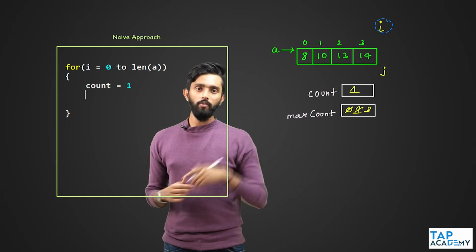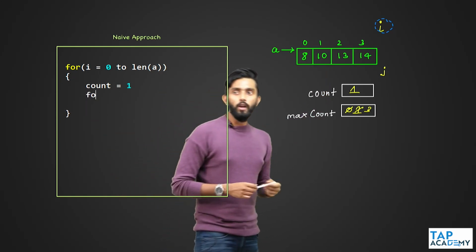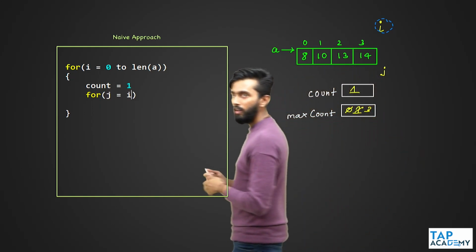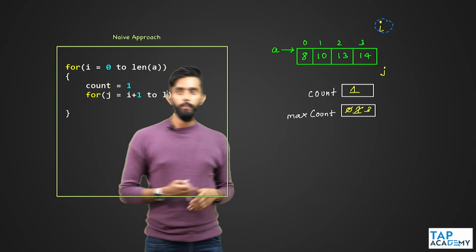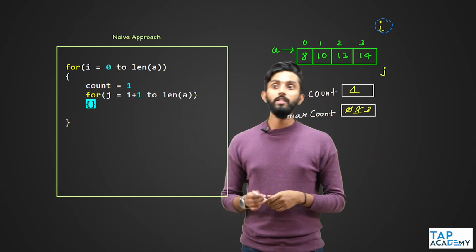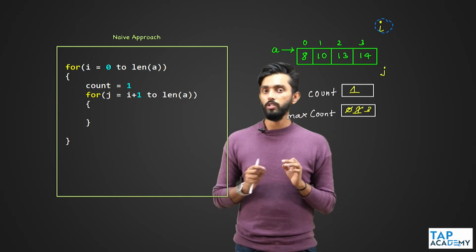Then we need j, so I will write for. Now j starts from wherever i is plus 1, j equal to i plus 1. It should go to the end, so to length of A. Hope you are able to understand. Then what were we doing inside this? Now here you must focus.